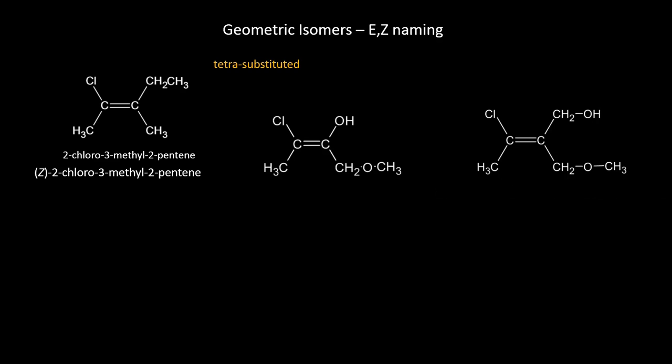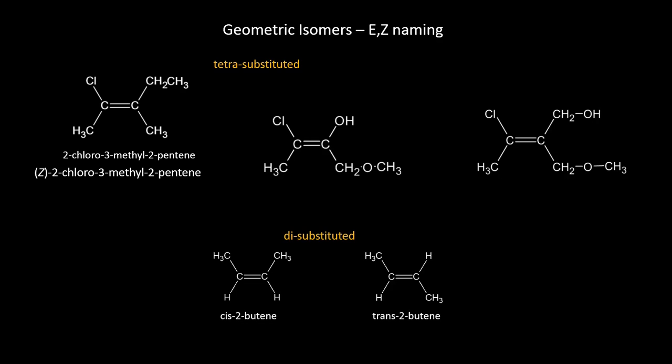Finally, it should be noted that this system can also be used on di-substituted isomers. For example, here are the 2 simplest 2-butenes that are named cis and trans. The cis can be replaced by Z and trans by E. So in a case like this, and it's only for di-substituted alkenes, both names are acceptable.